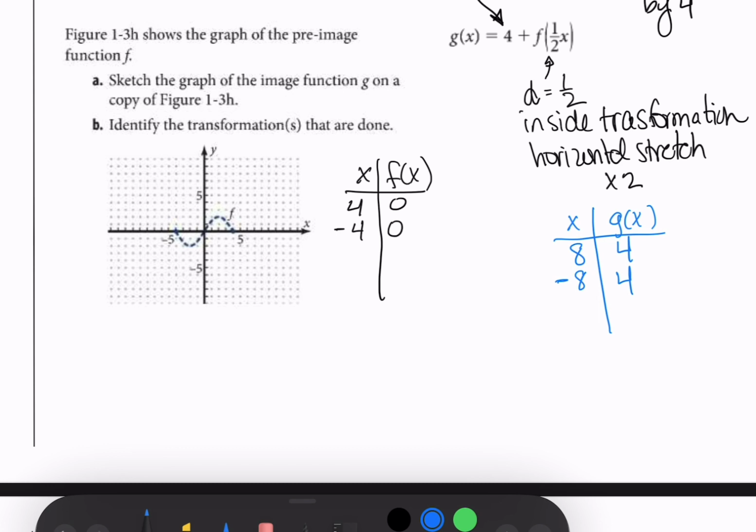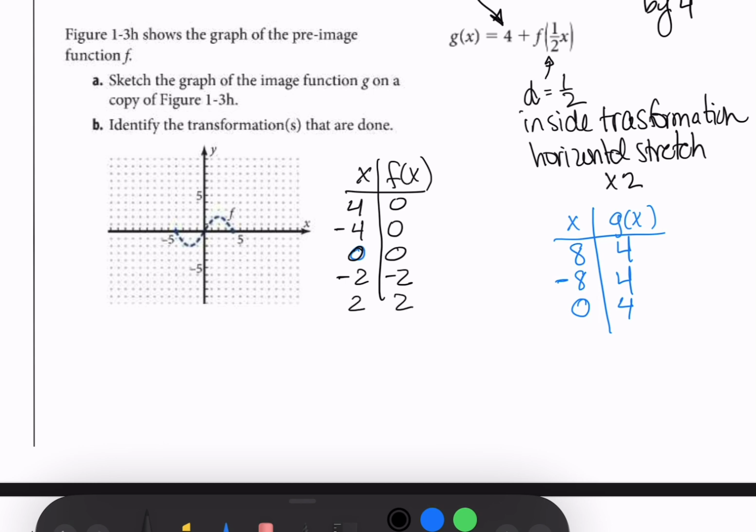Let's use our point of inflection, or our last 0. 0, 0. Well, what happens when I stretch my input of 0 by 2, or multiply it by 2? Well, I still get 0. So the only thing that has to happen here is I'm going to now move up my y value to get g of x by 4. So 0, 4. The last 2 points I'm going to choose are my critical points. So at negative 2, I have a minimum. And at positive 2, I have a maximum.